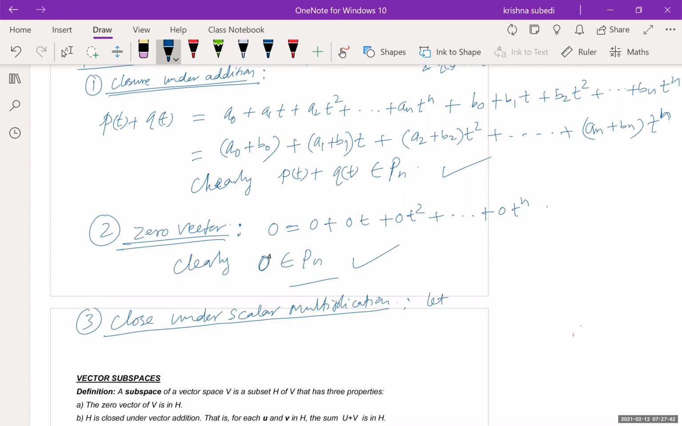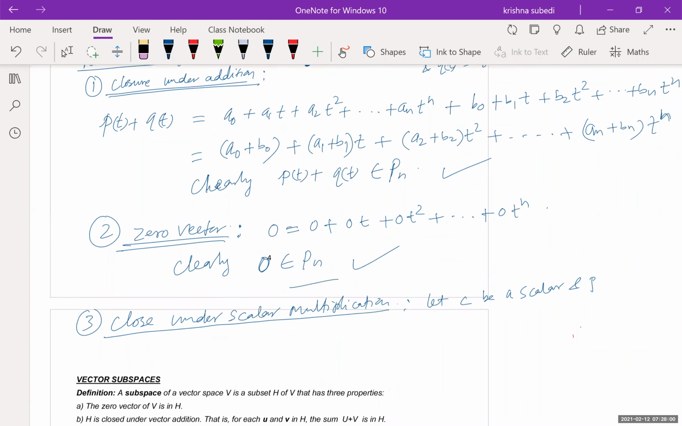Let us suppose that C is a scalar. P and Q are already defined, we just consider C as a scalar. Now, C of P(t) also belongs to P_n, and that's what we need to prove.